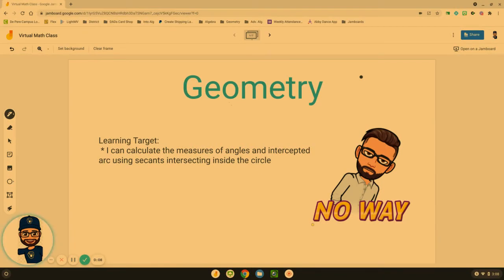Today we are going to be looking at another set of rules for finding angles on the interior of a circle, expanding our vocab and our knowledge just a little bit more so that we can use something called secants. And so make sure you're taking notes, make sure you're jotting these things down as we go through them.